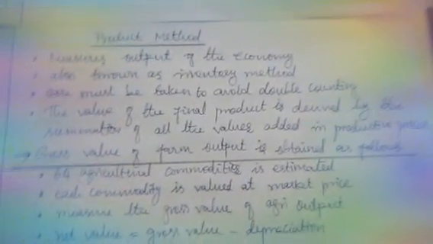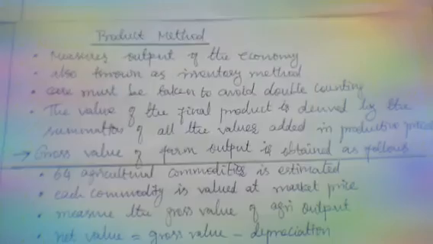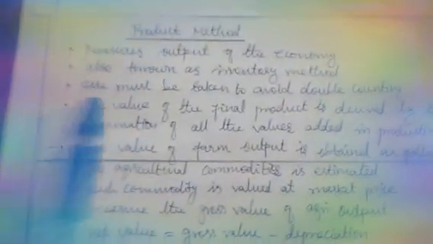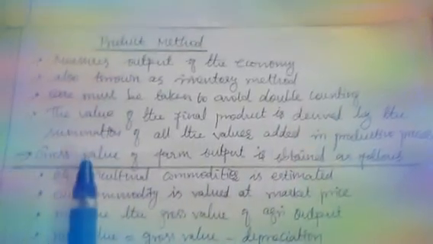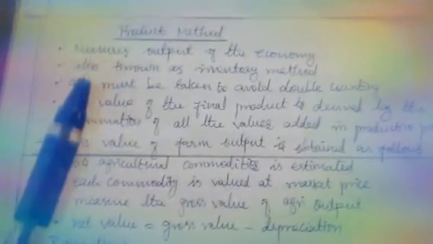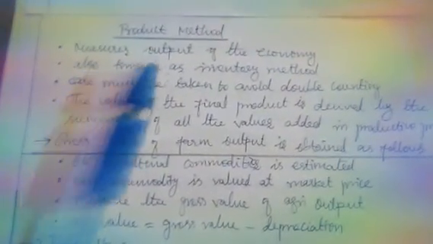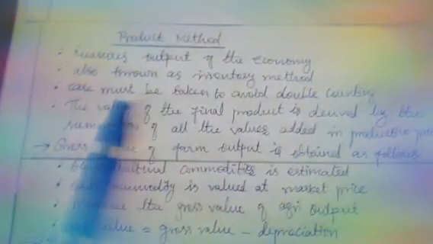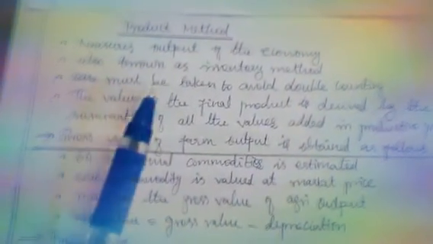Okay, students. The next topic we are going to discuss is the product method. The product method is nothing but the value of the final product, derived by the summation of all the values added in the productive process. What is the product method? It is a measure of the output of the economy or a country, and this is also known as the inventory method.